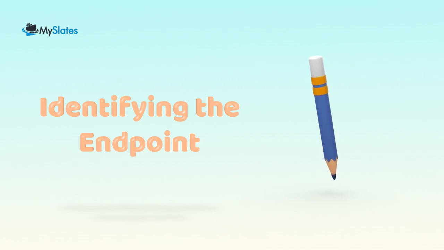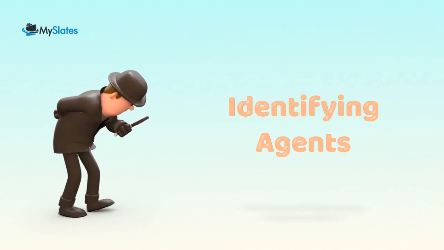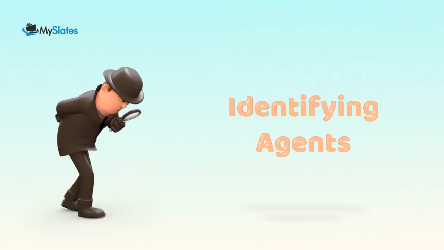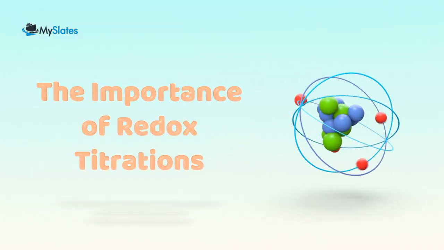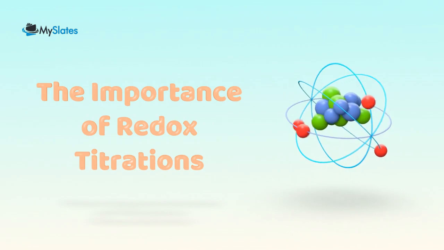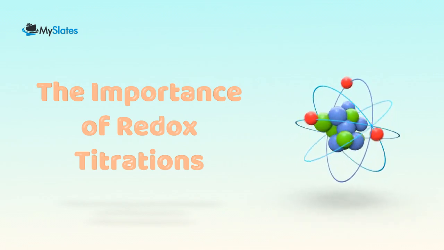signaling the endpoint. Testing for oxidizing agents and reducing agents involves simple reactions like observing color changes or precipitate formation. Redox titrations are an essential tool in chemistry, providing accurate measurements of substance concentrations through these electron transfer reactions.